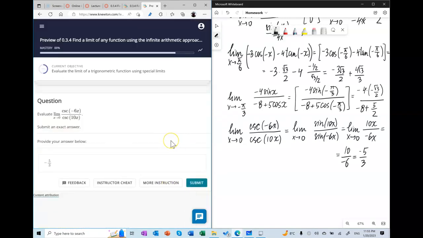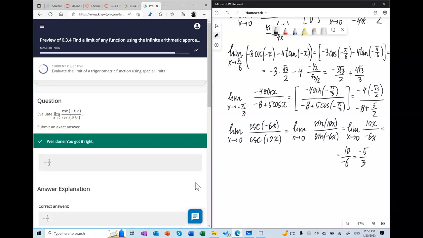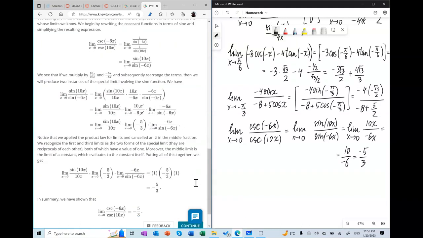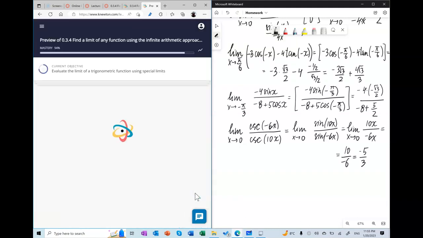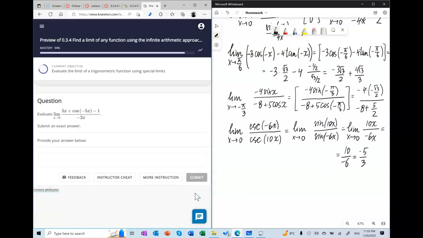It's okay to use shortcuts sometimes in Calculus 2 to do pre-calculus or algebraic tasks. In general, if we were in pre-calculus class, I wouldn't recommend this approach, but in this class, that's totally fine. We also have seen this problem.